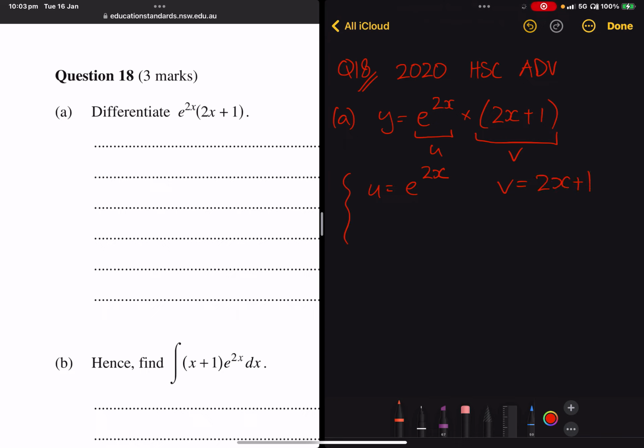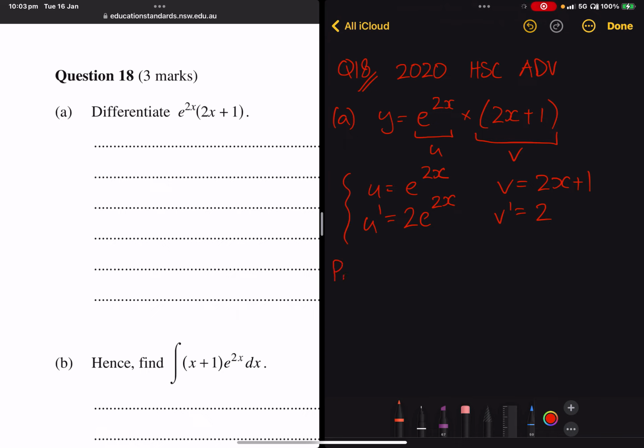We have to differentiate both of these. u prime is 2e to the 2x. The e to the 2x remains the same. You differentiate 2x in the power, bring the 2 down the front. And v prime becomes 2. 2x becomes 2 and the 1 disappears.